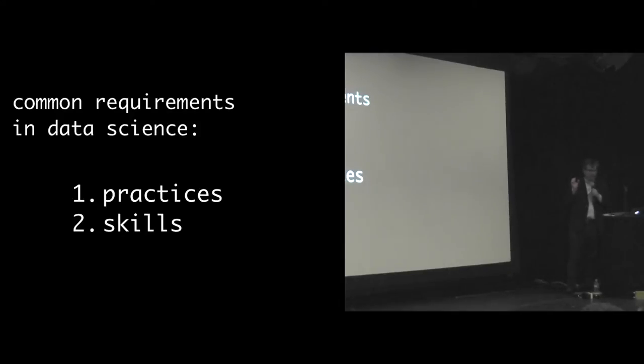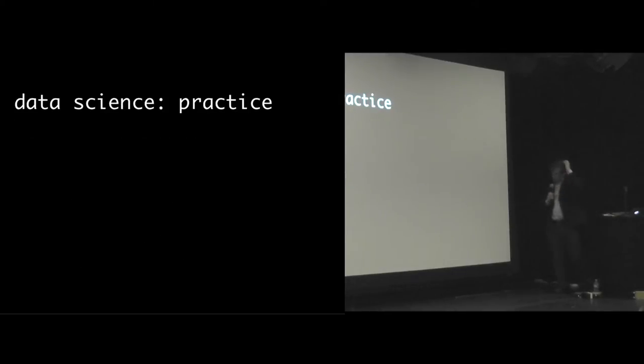Separately are concrete skills, like the things that you do that make you a data scientist and not something else. And then, more loosely, culture. Like, there's a set of cultural practices that I think are common between data scientists in the sciences and data science in business. So, practice. What are some of the practices of a data scientist that I think are common between the two worlds?